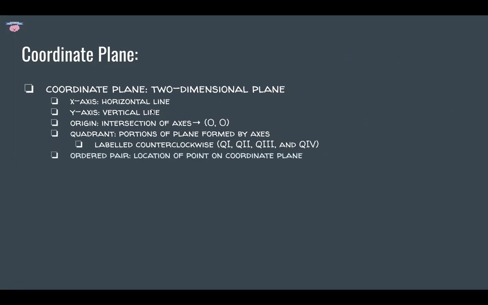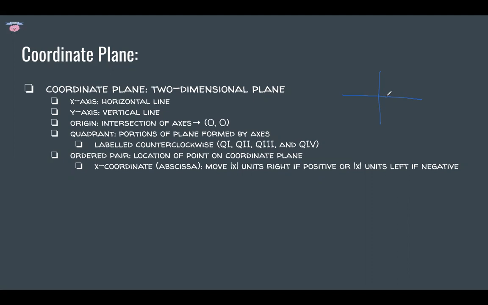An ordered pair is the location of a point on the coordinate plane. For the x-coordinate, you move the absolute value of x to the right if positive, or to the left if negative. So if the x-coordinate is 2, then you move 2 to the right. If it's -2, then you move 2 to the left. And the y-coordinate is similar except it's up and down. If the y-coordinate is +3, then you move 3 up. If it's -3, you move 3 down.